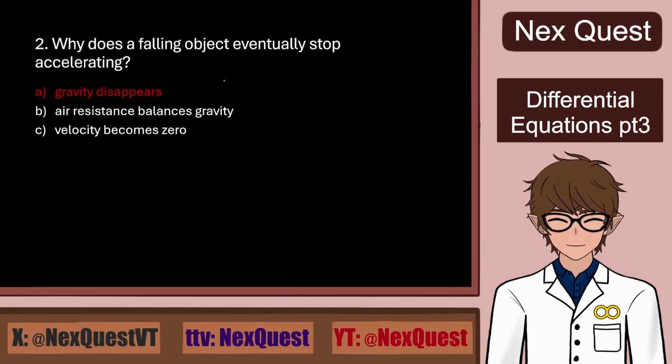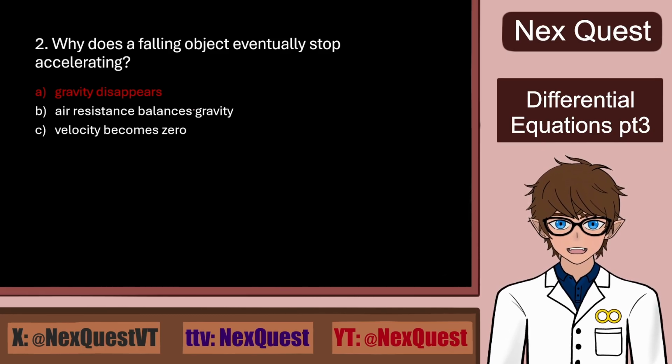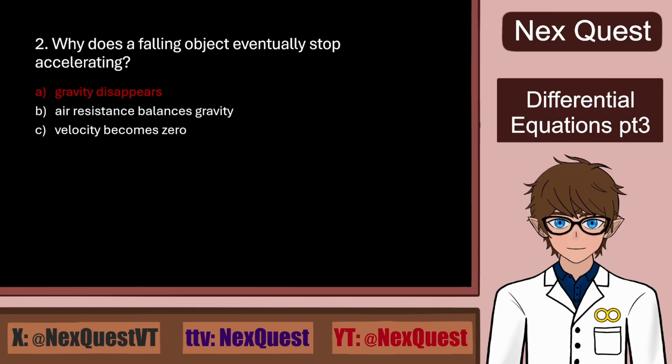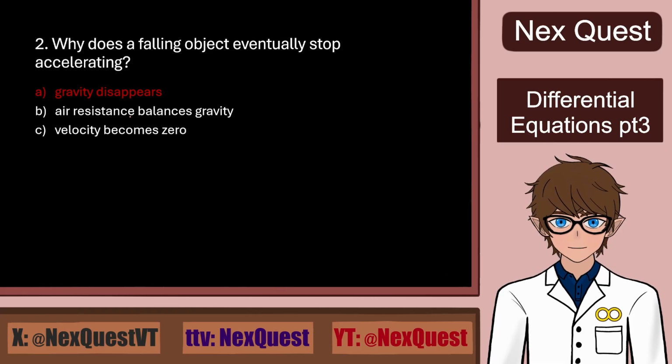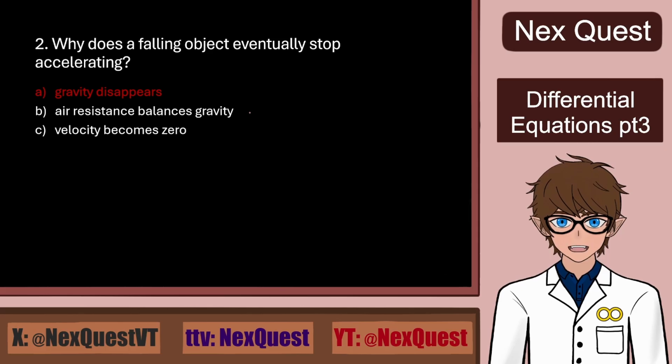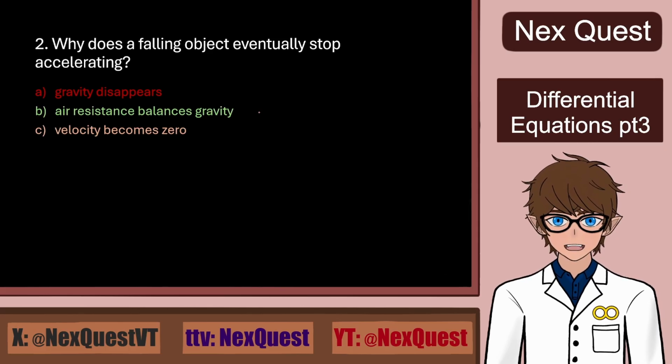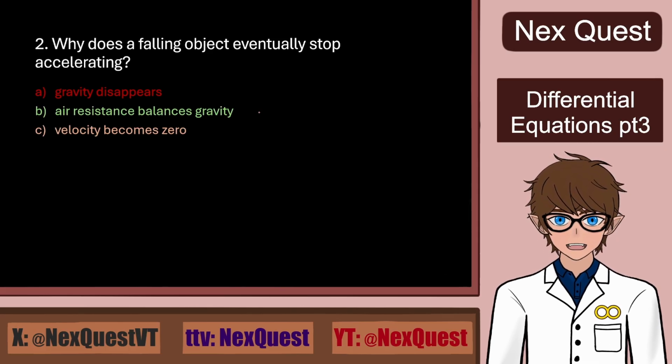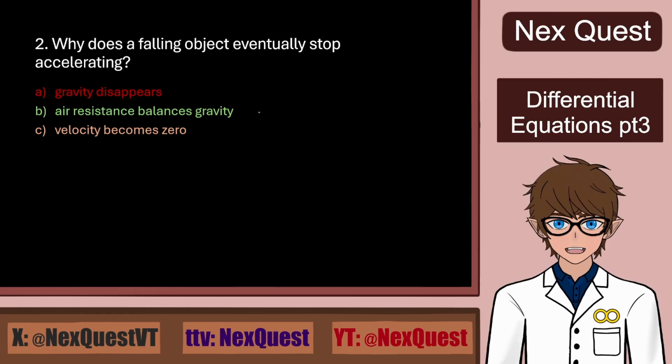Now for the second, when air resistance balances gravity. Now I do not like the wording. Basically it just states that the two forces, the accelerating and decelerating force, are equal and opposite, so they cancel out. That means that there is no more acceleration, which makes this option correct. Now for the third one, is it correct? Is it not correct? It should not be correct, right?